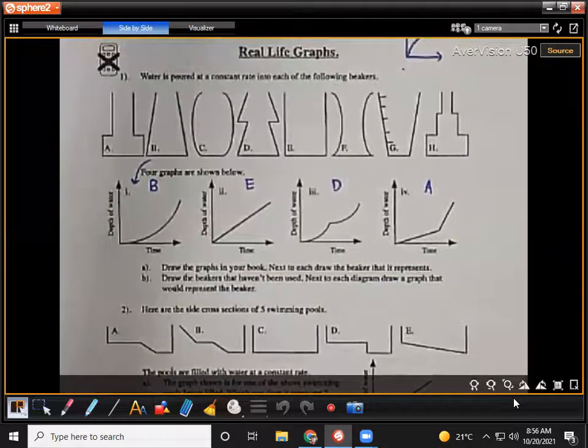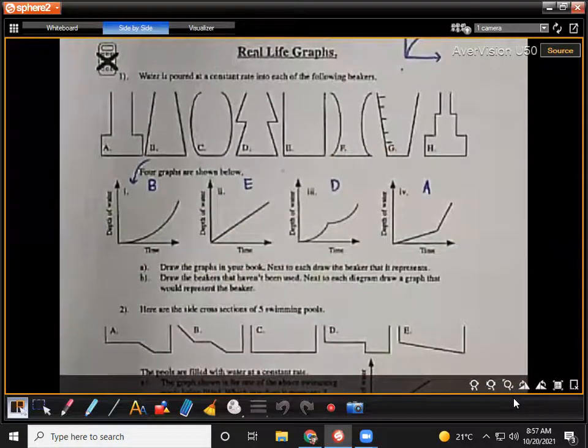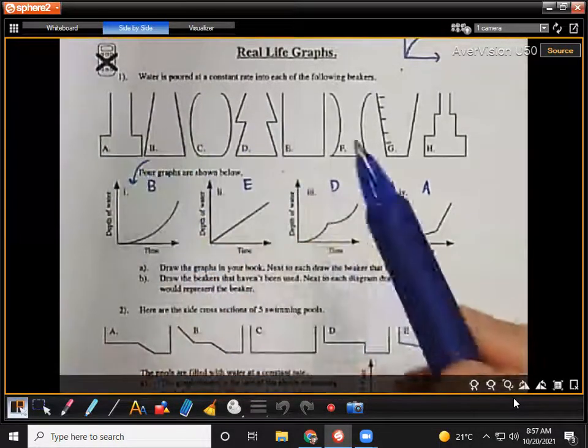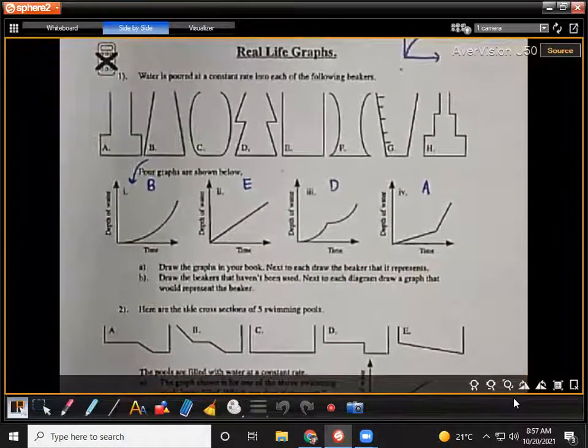It starts out and it's quite narrow, right? So for the first bit, so here it's narrow. What happens then? It widens a bit, but then it becomes narrow again. So what do we think? What's going to happen to the depth of the water as it's being added? At what rate is it going to increase? Do we have the same width at any point here, right? Is it ever straight? So if we're looking at B and E, for example, those had straight parts. So then it would be a straight line.